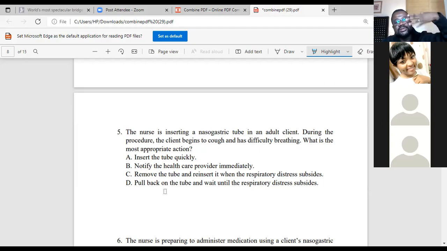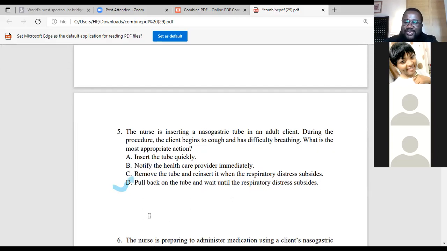You're already inside, you don't need to remove it. This is a procedure that irritates the respiratory system. You just pull back on the tube and wait until the respiratory distress subsides. So D is the right answer. We learned something new today?